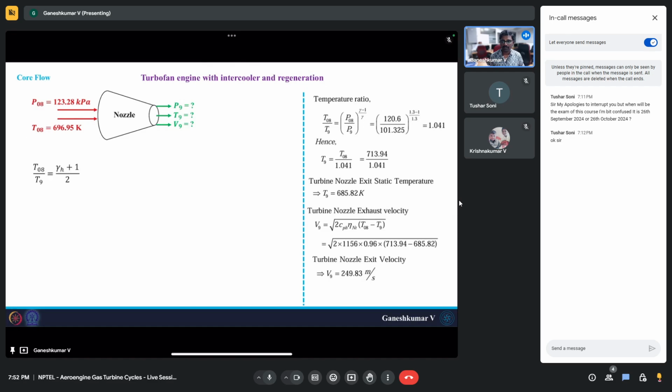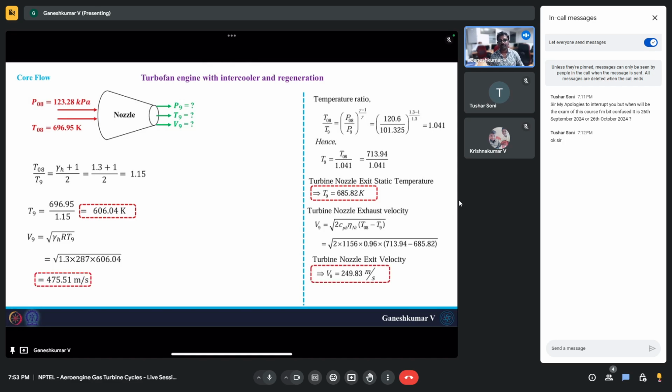Then if the nozzle is choked, the equation becomes simpler, and you can find from the isentropic flow relations with Mach number equal to 1 the static temperature at the exit of the nozzle, and that would be around 606.04 Kelvin. Once you find the temperature, you can find the velocity. The velocity will be equal to sonic speed, because the nozzle is choked and Mach number equals 1 at the exit. So if you substitute these numbers, you will end up having velocity of 475.51 meters per second. This is in the core nozzle.